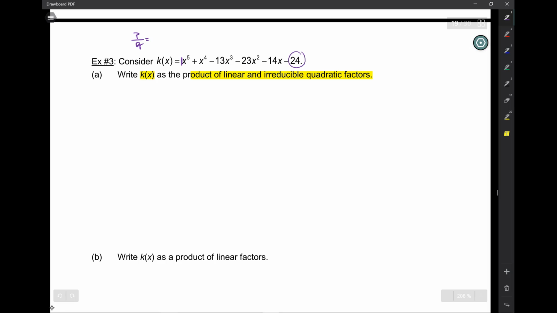We ignore the sign because it's going to be plus or minus anyway. So it's plus or minus. What are the factors of 24? 1, 2, 3, 4, 6, 8. I like going in order just because.